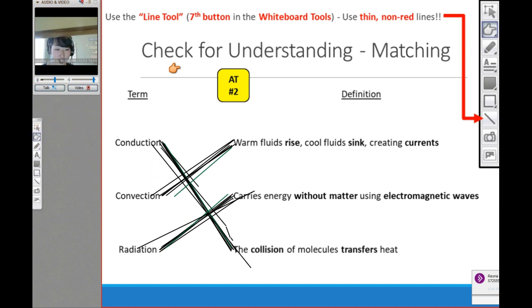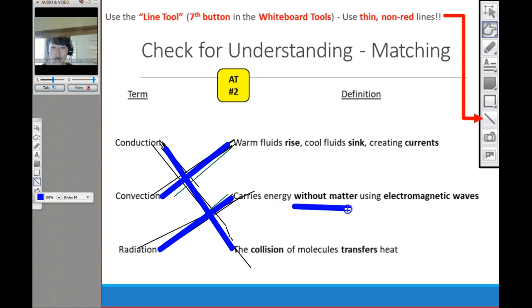Cool, all right, everyone, let's go ahead and take a look at this. Yes, conduction is going to be the collision of molecules that transfer heat. Convection, just like an oven, the warm fluids rise, cool fluids sink, creating currents, convection currents. Radiation can travel without matter.